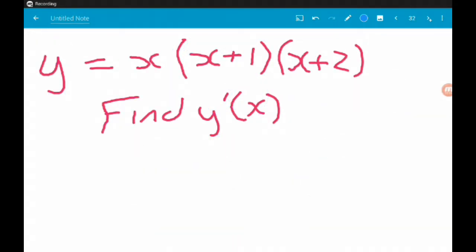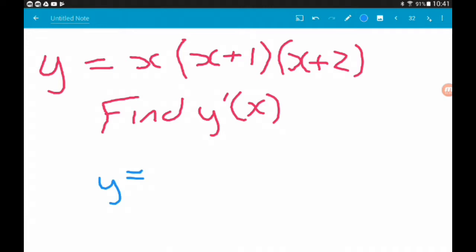Example 3, so this time we have y equals x times x plus 1 times x plus 2, and we want to find y dash of x. So, sometimes you're not always given a straightforward function, sometimes you will have to simplify it, or as here, expand brackets and then simplify. So, in year 2, we will learn a way to do this without expanding the brackets, called the product rule, but until then we're going to need to expand the brackets. So let's do that.